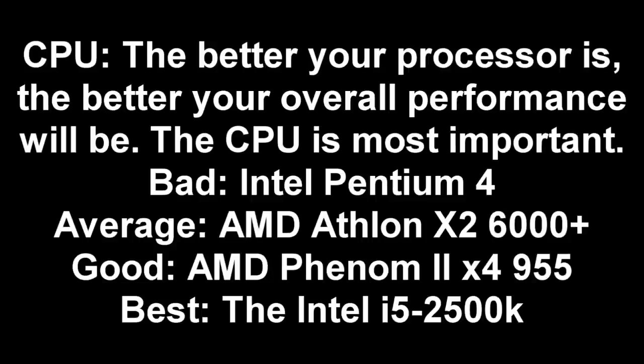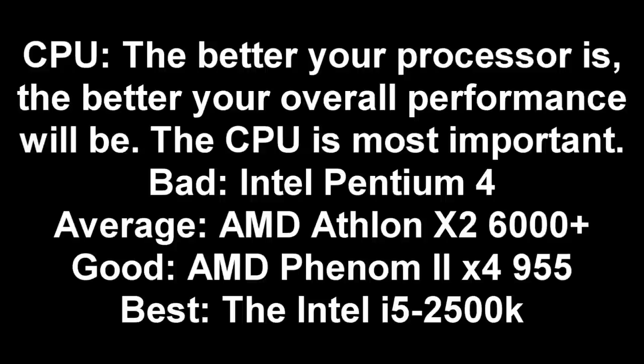An average processor would be the AMD Athlon X2 6000 Plus. It's not going to be the CPU of choice because sometimes it'll work, and a few games will be playable, but for the most part, it's not going to be at an enjoyable or acceptable speed.